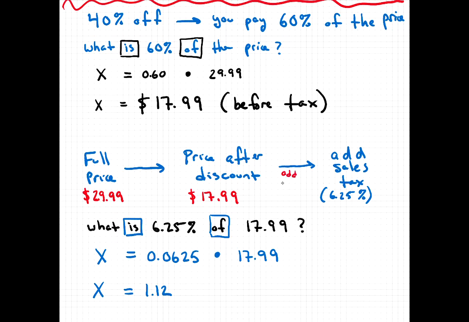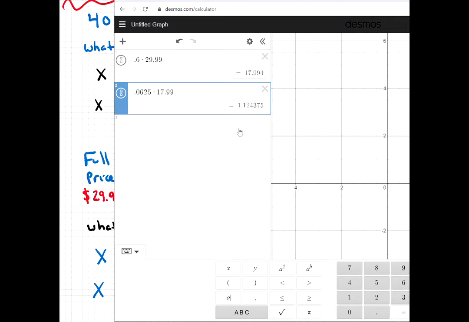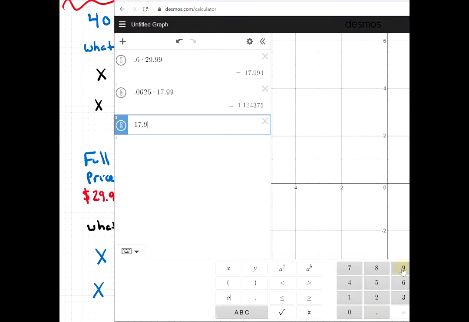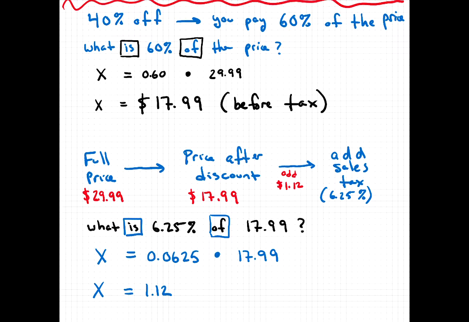So we're going to add $1.12 to the 17.99, and that will give us the price after the sales tax. So let's just pull up Desmos one more time. And we'll do 17.99, and on that, we're going to plus tax $1.12. So it looks like we're spending after the discount and then after the sales tax $19.11. So let's come down here. Final price after discount, after tax, $19.11.